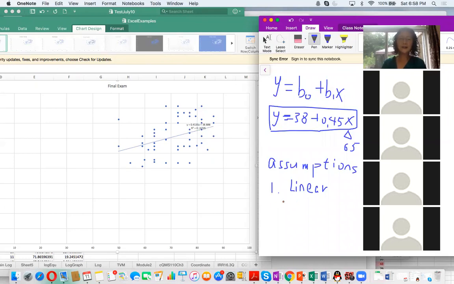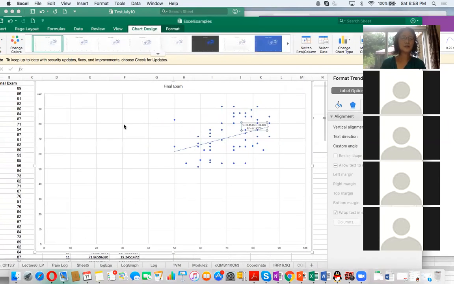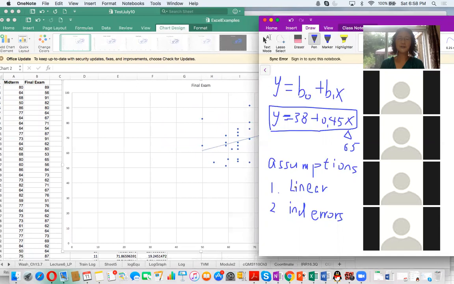The second assumption is independent errors. The errors must be independent. And how do you examine these independent errors? You examine the residual plot. So what is the residual? There is another concept. What is the residual?